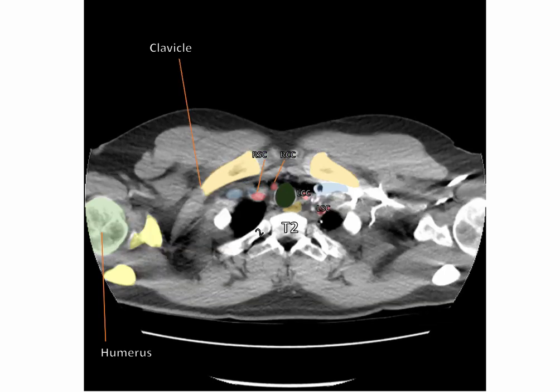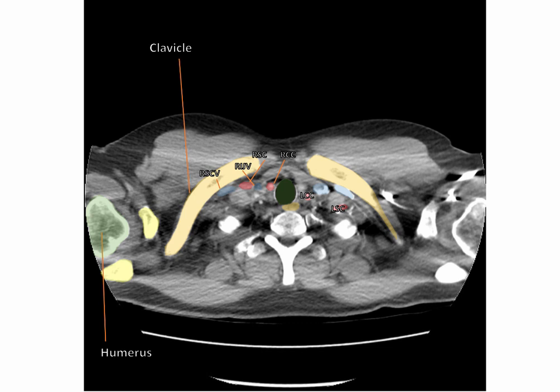We see the right brachiocephalic vein being formed by the right internal jugular vein and the right subclavian vein here. Also, we can see these vessels on the left, here and here. Also visible at this level is the coracoid process of the scapula. We can also see the associated pectoralis minor muscle, and external to that, the pectoralis major muscle.